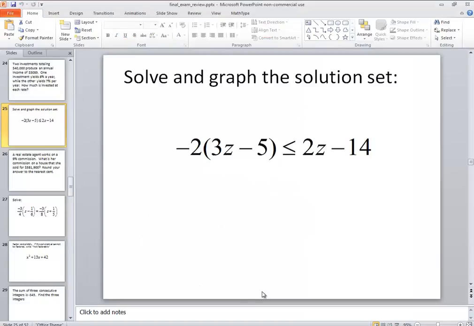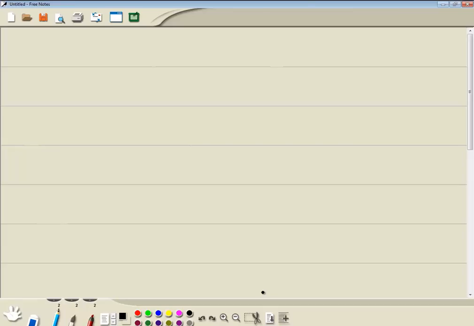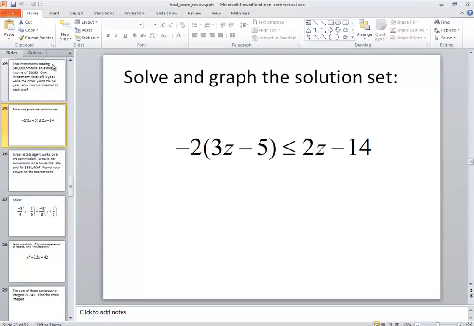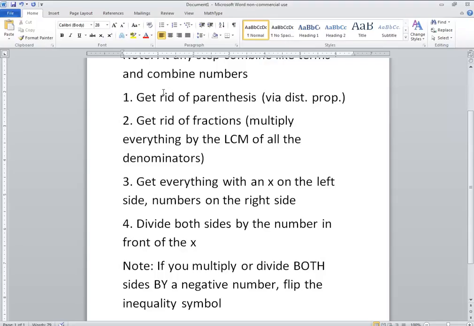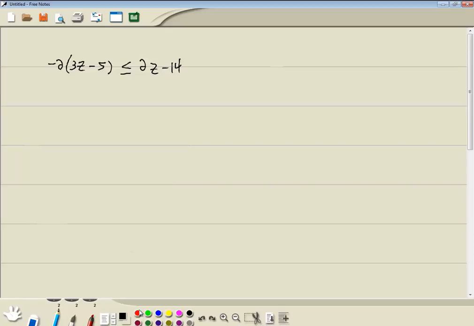So let's take a look at this problem now. So we've got negative 2 times 3z minus 5 is less than or equal to 2z minus 14. Step 1, get rid of parentheses. Now, distributive property, we take the number in front of the parentheses and we multiply it times all the terms inside.